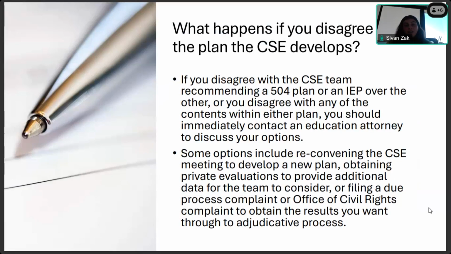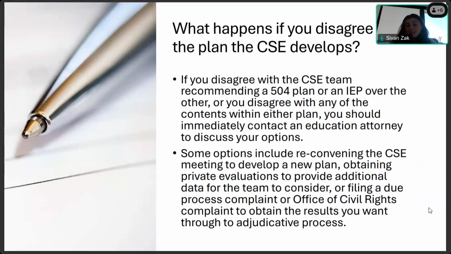But obtaining private evaluations with an evaluator of your choice can be a great tool that you use in these scenarios, because what you're doing is bringing in a third party, someone who is not involved with the school district, to conduct evaluations of your child, collect data, and bring a new set of information to the table. If you obtain a private evaluation, the Committee on Special Education has to consider it. They have no choice. They have to take a look at those documents and determine whether or not they change anything for the IEP. And we see that they do all the time.